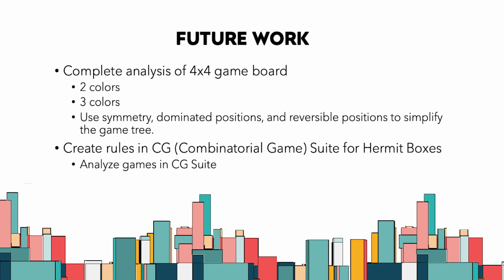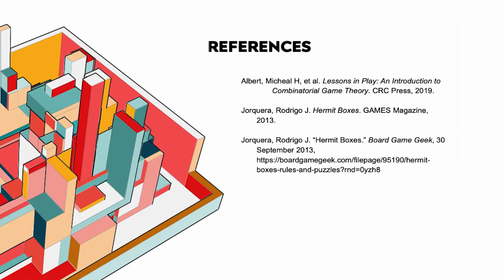Then we cut down the game tree size by symmetry, dominated positions, and reversible positions. Then we can further analyze this by using a software called Combinatorial Game Suite, CG Suite in short, for Hermit Boxes. These are the references we used, and we'll be taking questions.